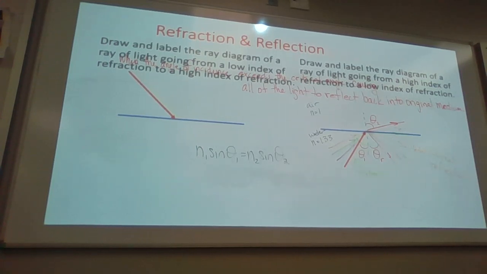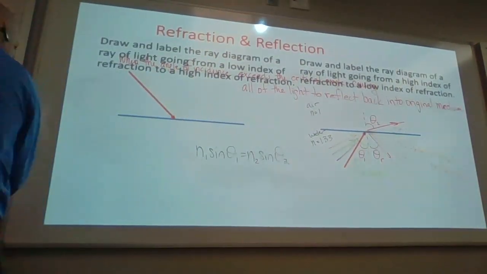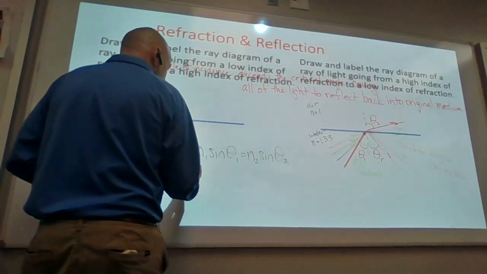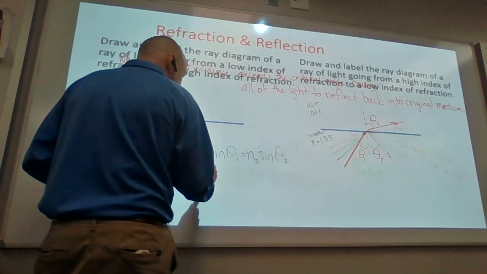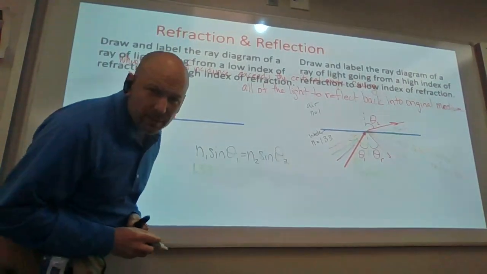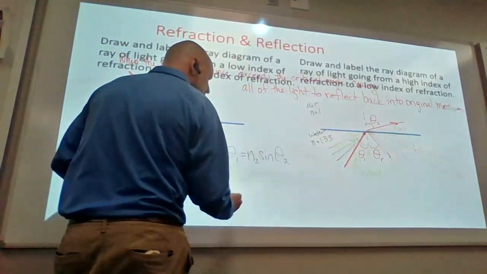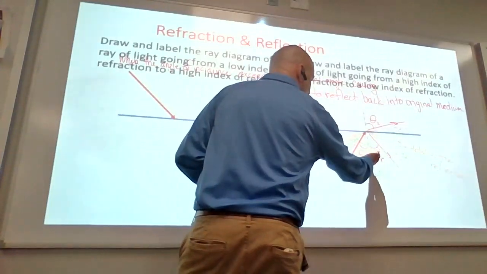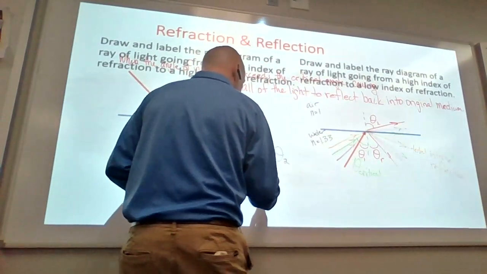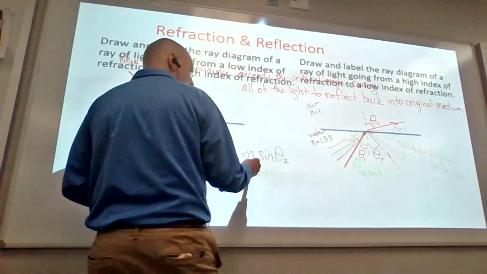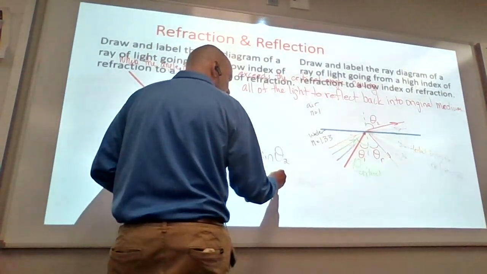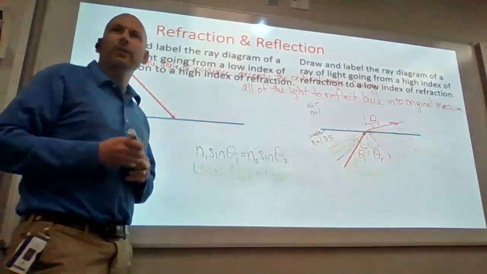Theta 1, theta 2, which one's your critical angle? Theta 1 is your critical angle. Okay. So here I've got 1.33. Are we okay with that? You can see that. Sine of your critical angle, this is that angle here, is equal to 1, the index of refraction of air, times sine of theta 2. So what is the value of theta 2?